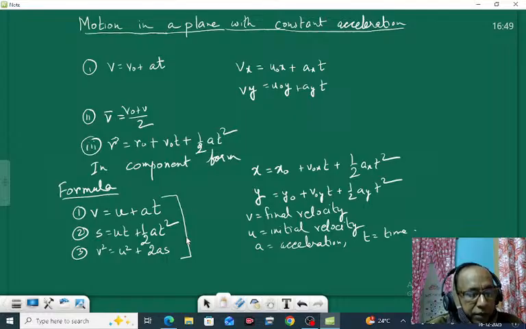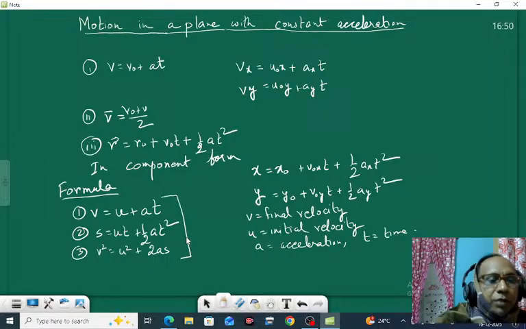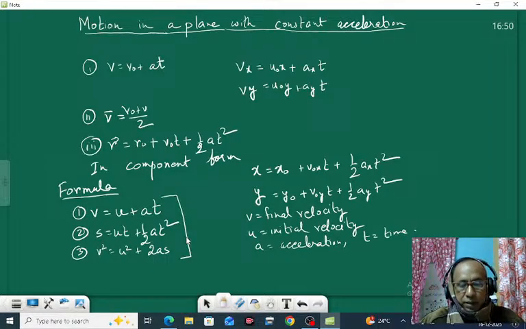And whenever we take, if you want to learn all these formulas, first of all you have to learn these formulas, that is v equal to u plus at, s is equal to ut plus half at square, and v square equal to u square plus 2as. These you have to learn first. Only then you can understand the motion in a plane, which we can do in different ways. These are the various formulas we learn.